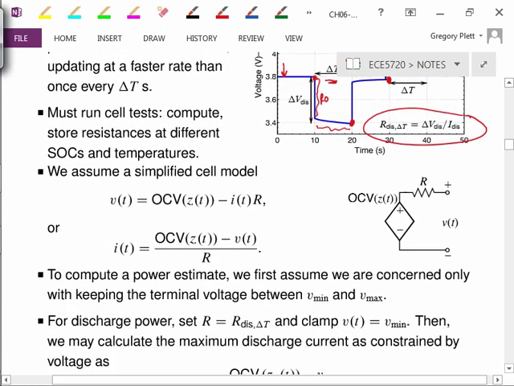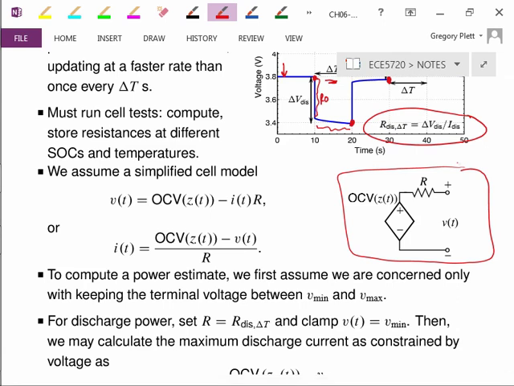We will assume, or they assume, in this methodology, a very simple cell model. This is the cell model that is used. We have an open circuit voltage, and we have a resistance. And so you can see that the diffusion terms and hysteresis terms are completely ignored in this model, although arguably diffusion is taken into account somewhat, because this resistance is either this R dis delta t or the R charge delta t, depending on whether I'm computing discharge or charge power.